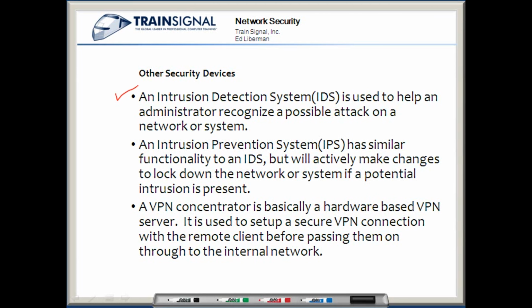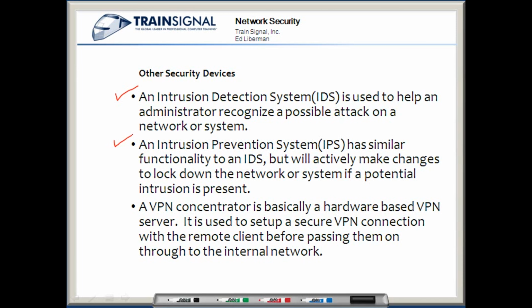And here's the thing: very often the IDS, the intrusion detection system, is considered to be a passive system in the sense that it only watches for possible attacks, whereas an IPS, an intrusion prevention system, is considered to be active, or I've even seen it listed as reactive, because it will react when it sees a potential problem. It'll actually go in and lock things down. So make sure you understand the difference between those two, even though they are very similar. One just watches passively, and the other actively will make changes to the network without having to contact the administrator first.